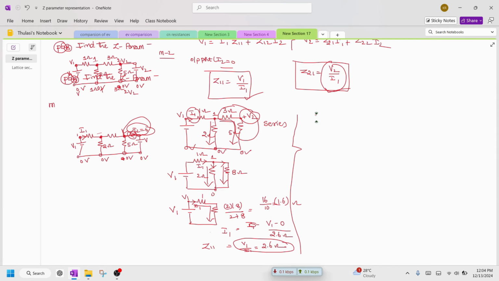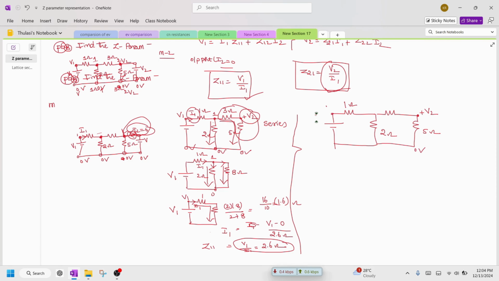Now I'm redrawing the network for more clarity. So this is 1 ohm, this is 2 ohm, this is 3 ohm, and this is a 5 ohm resistor. The voltage at this point is V2, and 0 volts here.